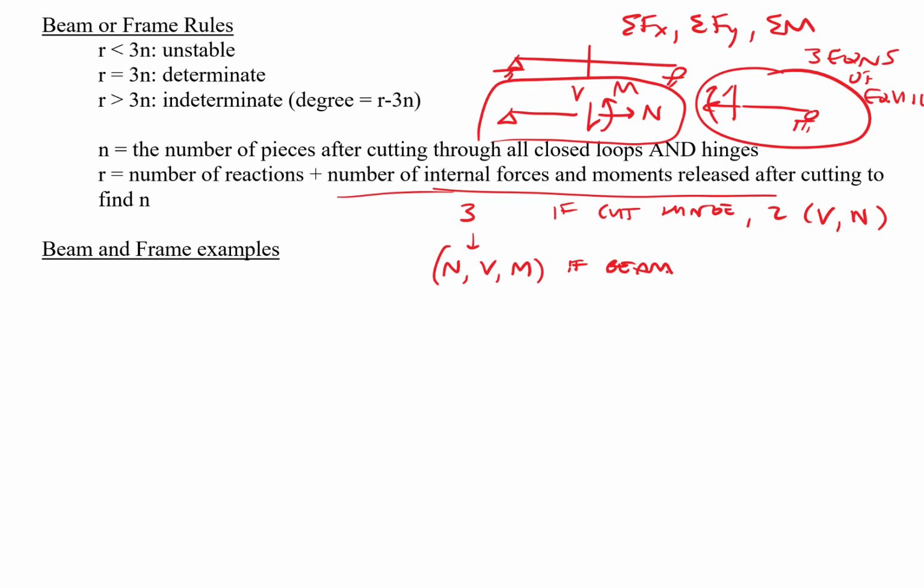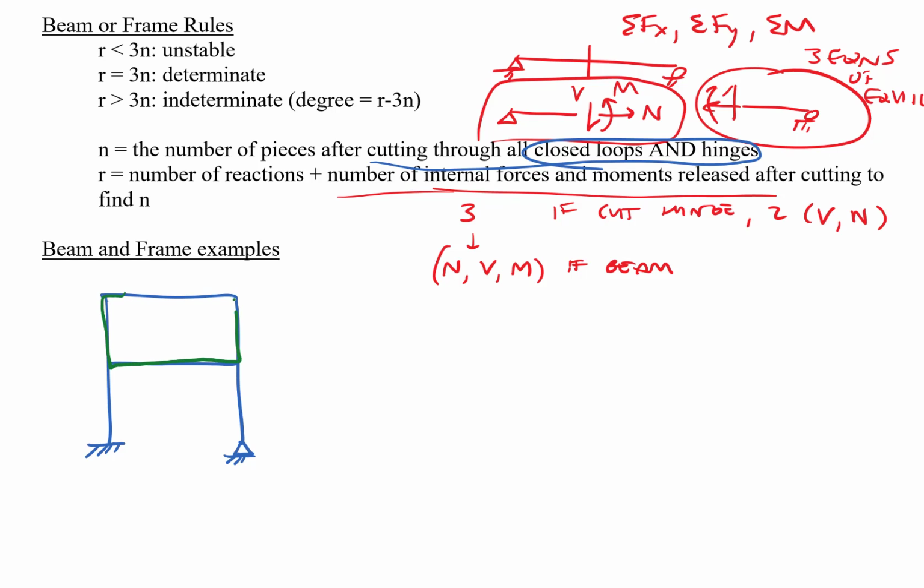So let's look at some examples. If I have a frame, a fixed connection, and a pin, this says number of pieces after cutting closed loops and hinges. So a closed loop, right now I do not have a closed loop. If I had a member from the fixed support to the pin, that would be closed. Or if I add another story, that would be now a closed loop. This is the closed loop.